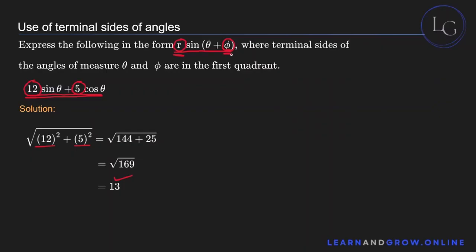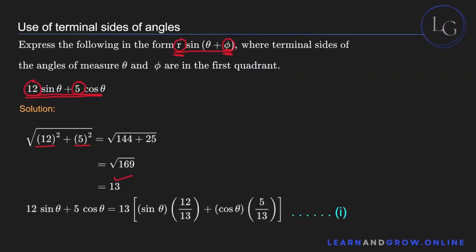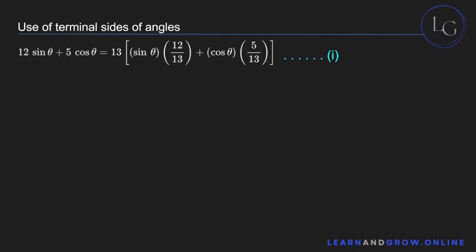But now we need to find the value of this phi. Okay, how do we do that? Standard procedure is that you can write this down like this, right? We found out the value of r as 13, and now, since 13 is being multiplied with 12 sine theta, you also have to divide 12 sine theta by 13, and the same goes for 5 cos theta. Since 13 is being multiplied with 5 cos theta, you need to divide it by 13 as well, so that the actual value of the function does not change. Okay, fairly simple so far.